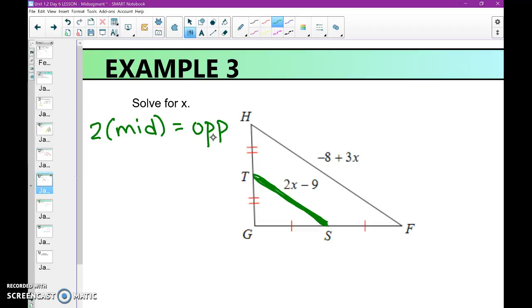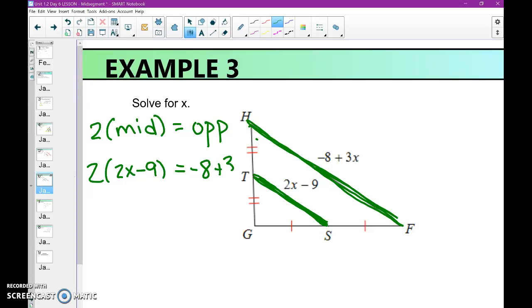Well, which one's my opposite side in this picture? HF. So there's my opposite side. So now I've got to plug it in. Instead of mid-segment, I'm going to put in the value that it gives for that, 2x minus 9. Instead of the opposite side, I'm going to plug in what that value is, which is negative 8 plus 3x. Now that part I feel like is kind of the easy part. Now you've got a little bit more algebra to take care of.